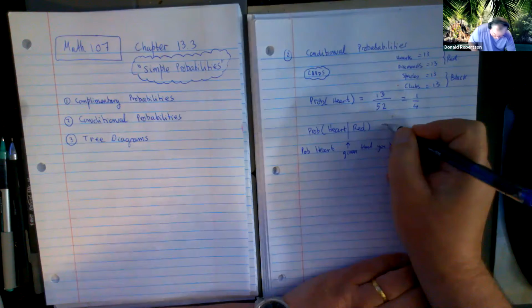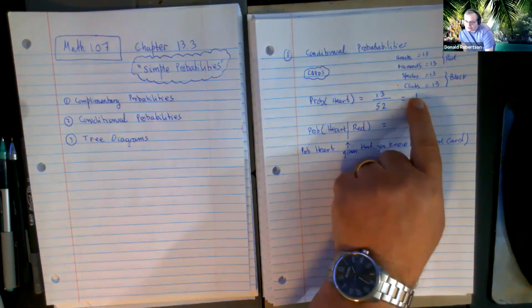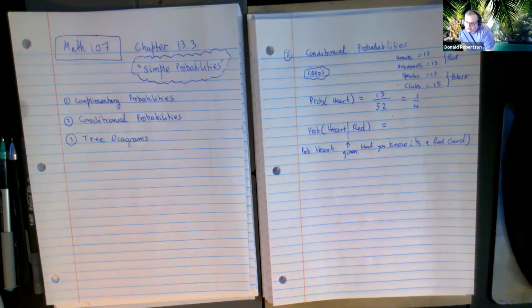Now, when you do conditional probabilities, you very often change the chance that something's going to happen. If I know nothing at all, there's a 1 in 4 chance it's a heart. Suppose I know it's a red card. Do you think my chances of getting a heart have now improved? Would that seem reasonable? Great.